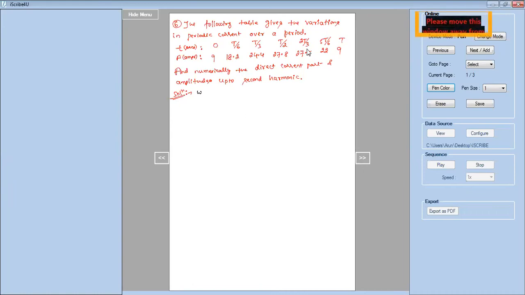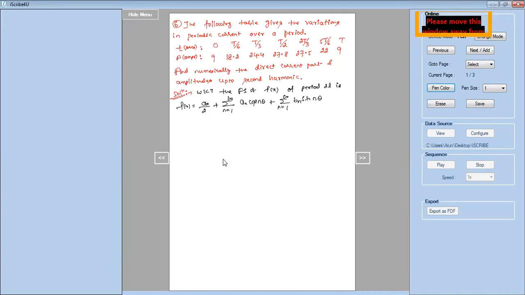So we know that the Fourier series of f of x of period 2L is: f of x is equal to a naught by 2 plus sigma n equal to 1 to infinity an cos n theta plus sigma n equal to 1 to infinity bn sin n theta. Because it is a 2L period and we want up to second harmonic, let us expand up to second harmonic now.